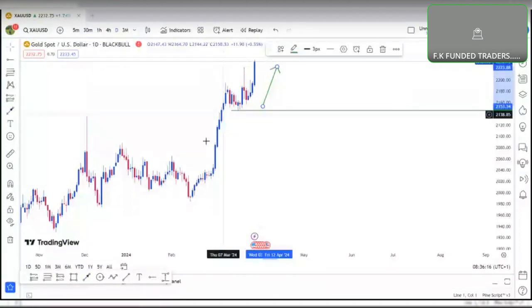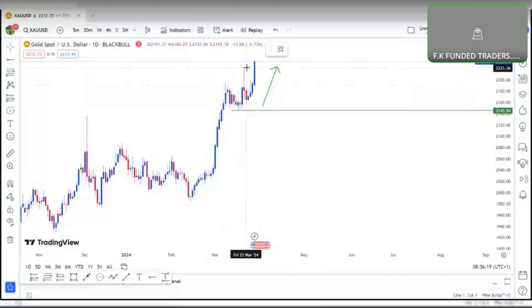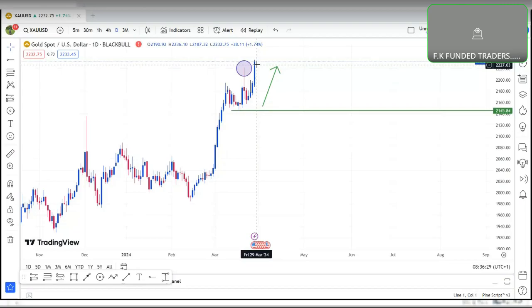So at first, we were fooled by this move. If you remember, this was the recent all-time high we had. Now it has been violated by another strong candle with huge momentum.